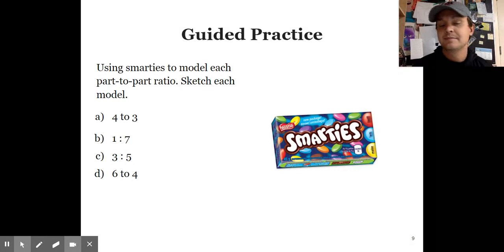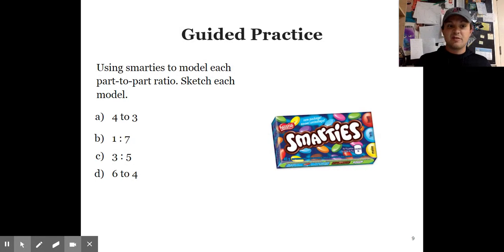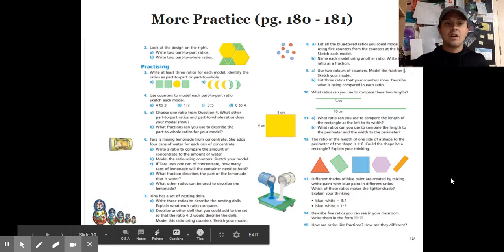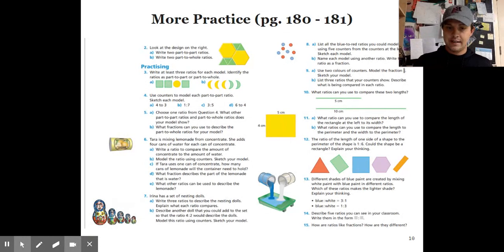Welcome back. I hope you had some fun with that, and I'm sure you could probably eat your Smarties now. You can show ratios with anything. Smarties are just a delicious way of doing it. Okay, so that's our first little section of our ratios lesson.